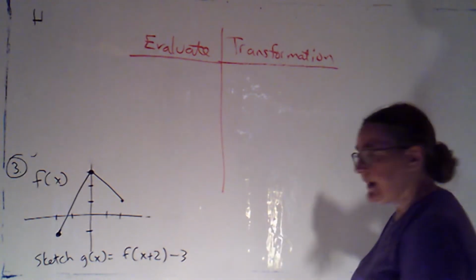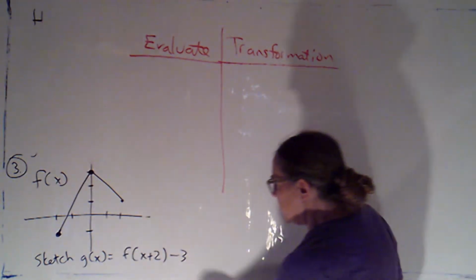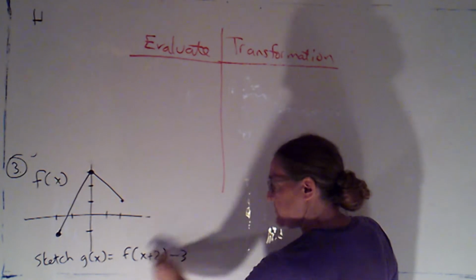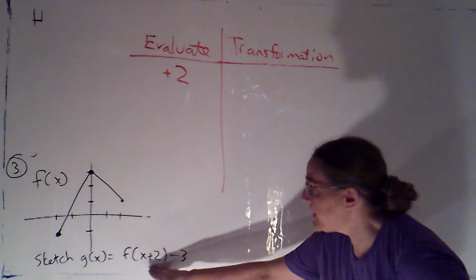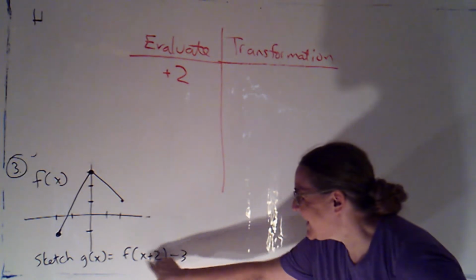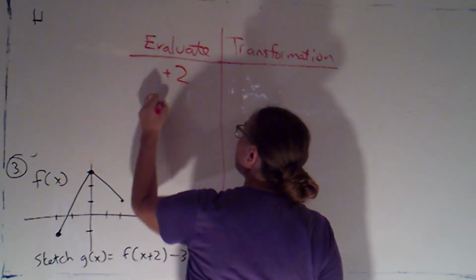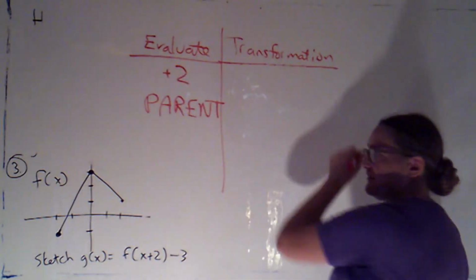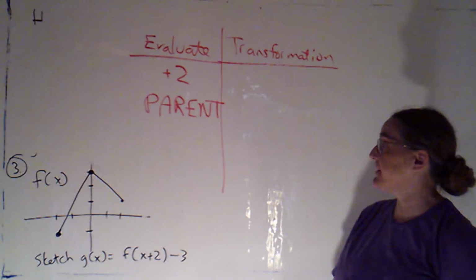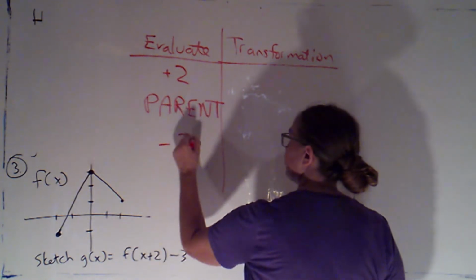So if I were plugging in a number, let's just say I did want to plug in 3. Well, I can see there's where 3 is. The first thing I would do is I would add 2. Once I've done that, now I've got a 5 here, then I would plug into f. So that's going to be my parent function. That's going to give me the known graph that I have. And once I've done that, I would subtract 3.